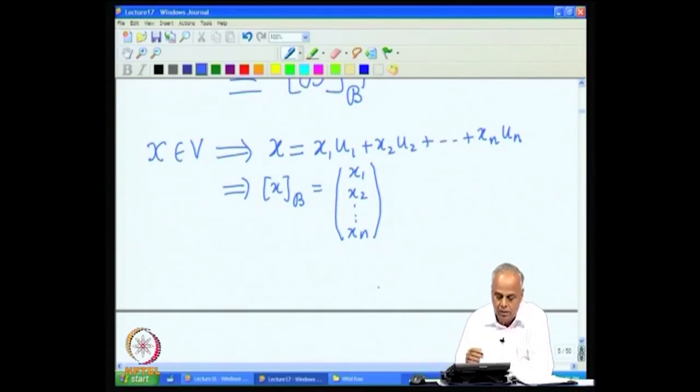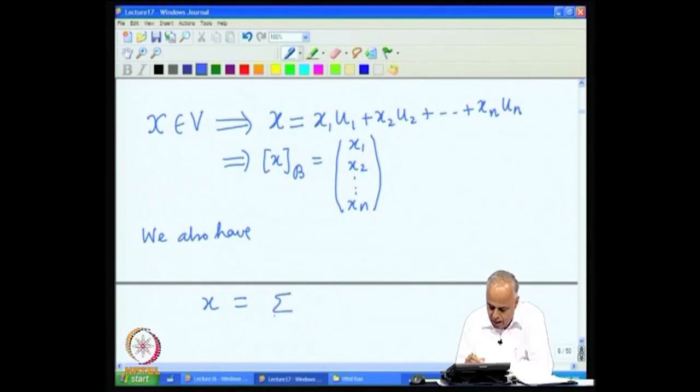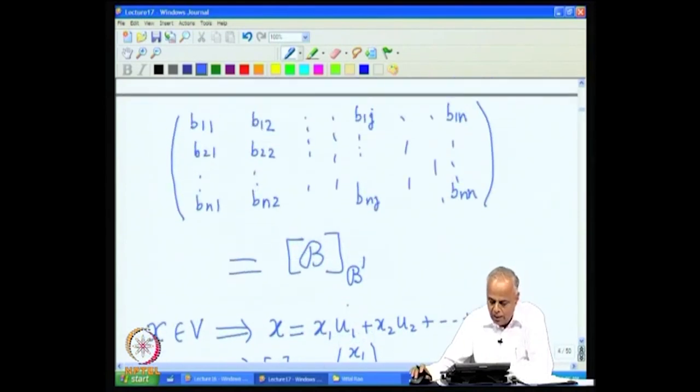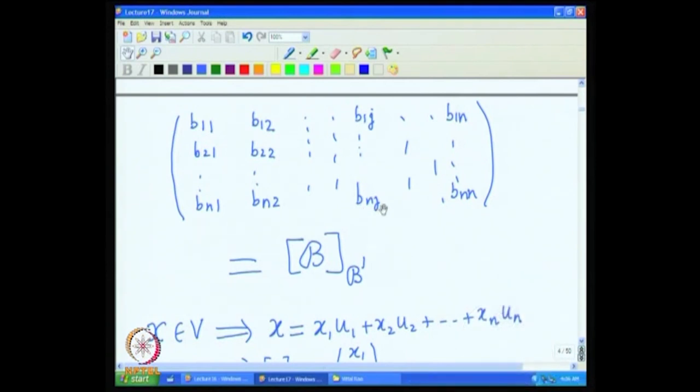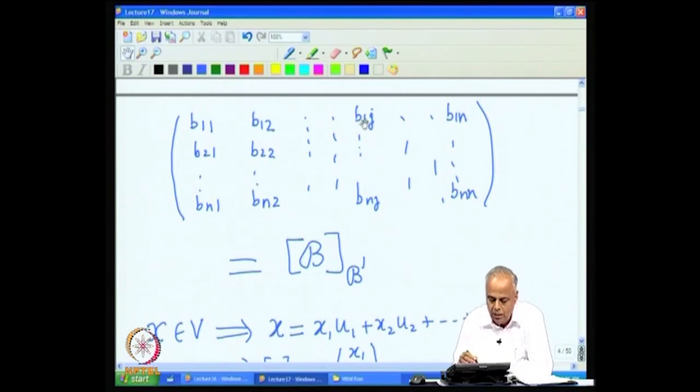On the other hand, we also have x. If we write this in a simple, compact notation, we will write it as the sum of xj uj. Now, we have seen that uj has a precise representation in the b prime basis. That means uj is b1j u1 prime plus b2j u2 prime plus up to bnj un prime.